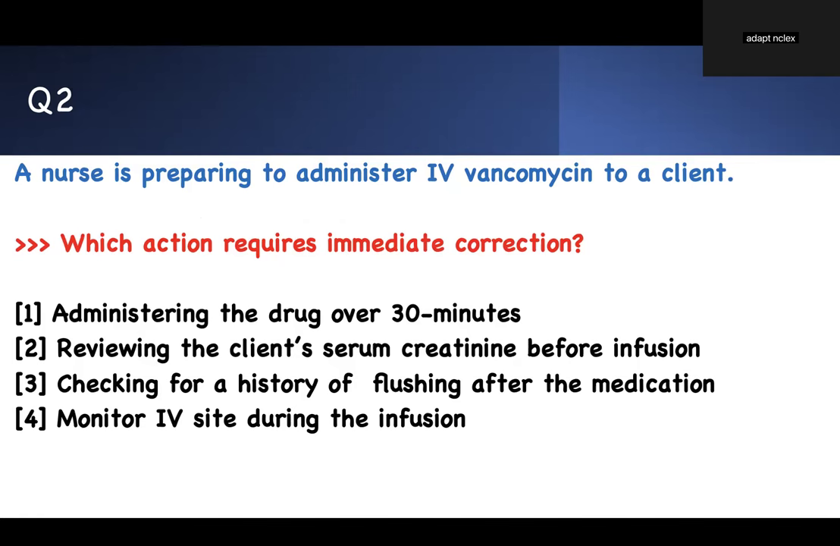Reviewing client creatinine is very important because you want to know their kidney function beforehand. If you check for a history of Redman syndrome, which is the flushing, it will help you to run the medication slowly. You should monitor the IV site because it causes extravasation, and that can cause problems to the skin, like necrosis. Therefore, because it's a vesicant, the answer that needs correction is number 1.